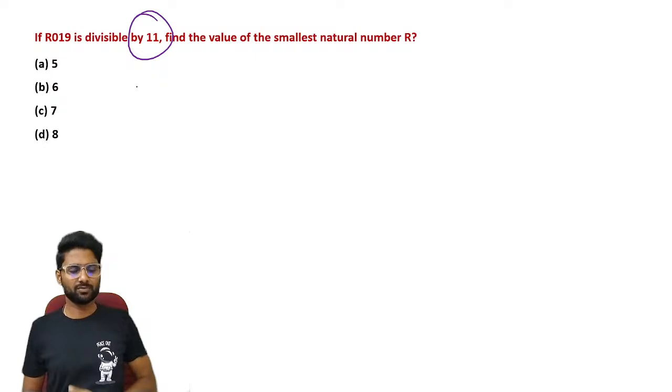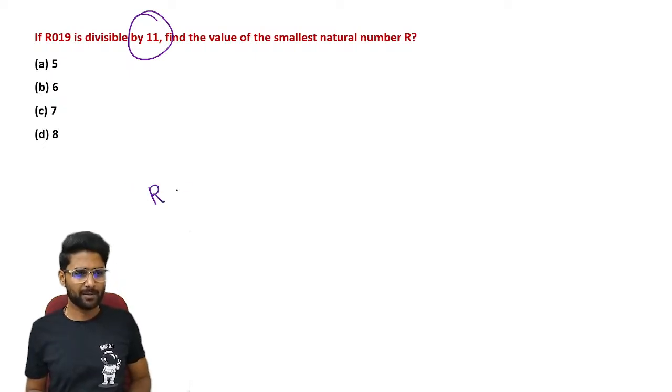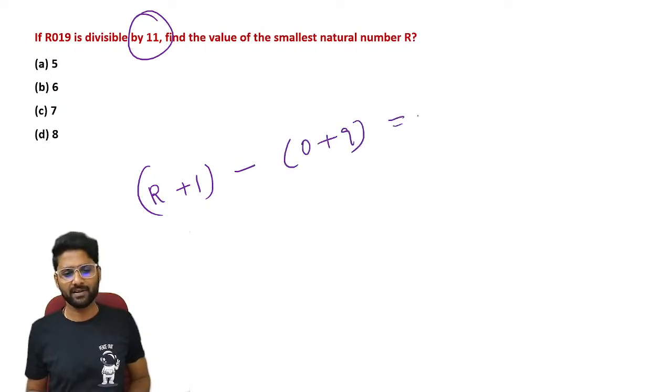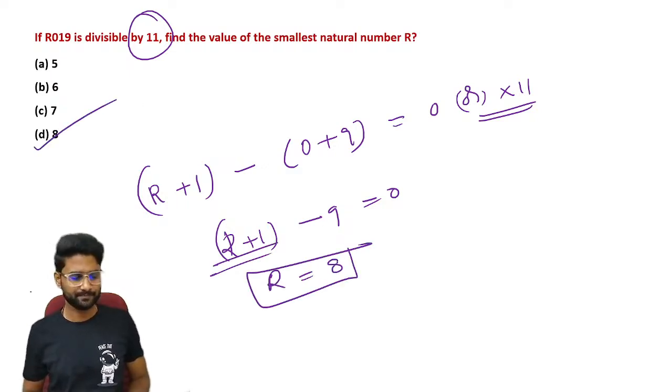You know the divisibility by 11 property. The sum of alternate differences, the resultant is either 0 or multiples of 11. So r plus 1 minus 9 should be either 0 or multiples of 11. So r plus 1 minus 9 is equal to 0. So definitely r should be replaced with 8, according to the property.